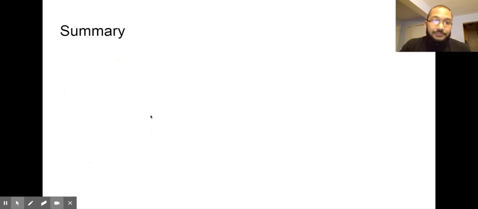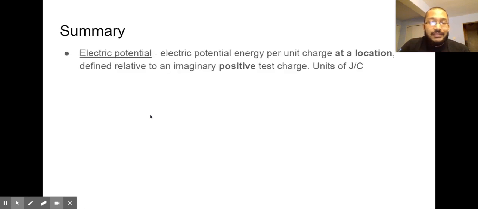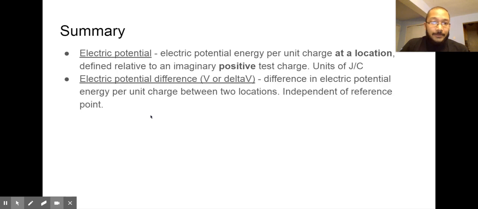In summary, I hope you realize I'm running out of breath just saying electric potential energy per unit charge. We shorten it to just electric potential. Key idea is it describes the location. The units are joules per coulomb, and it's relative to what a positive test charge would experience. Another key idea is that the reference point will affect the electric potential at a location, but the difference in two locations will be independent of the reference point. And so electric potential difference, we give the symbol V. Again, it's the same units, joules per coulomb.